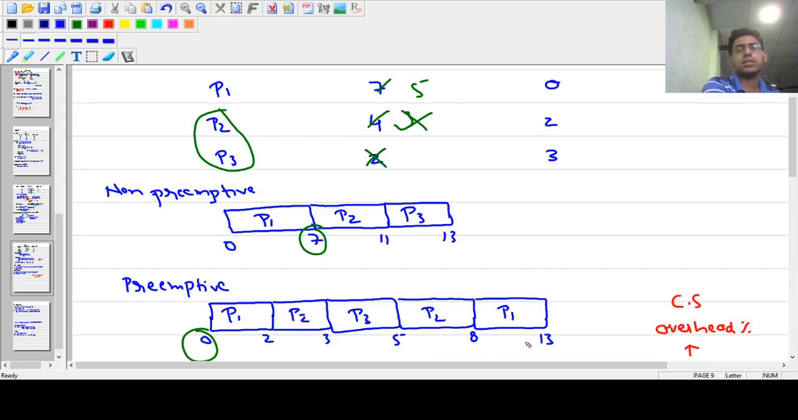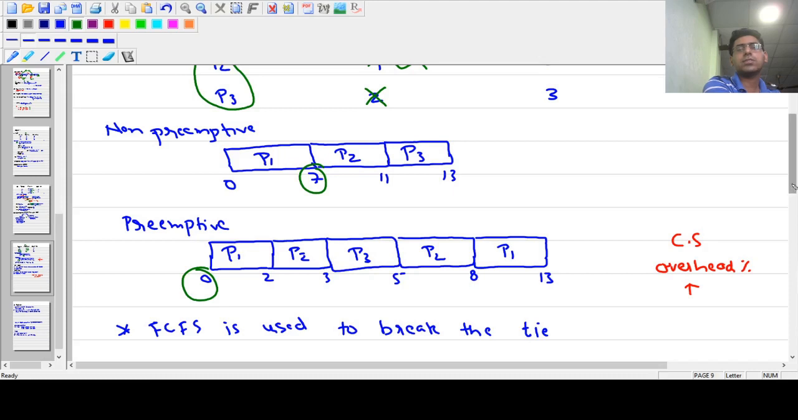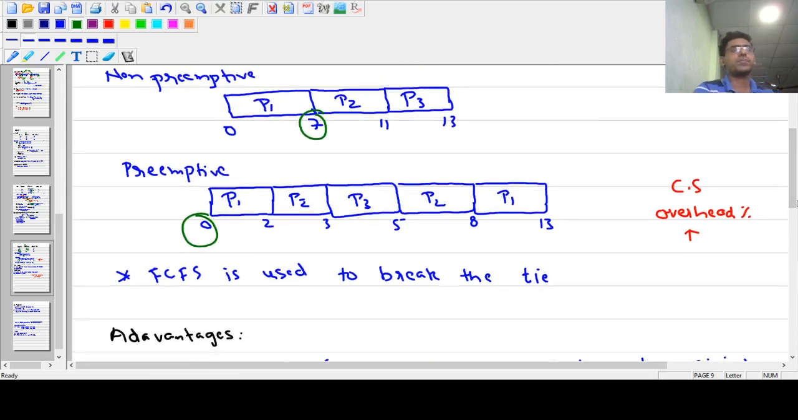So what is the disadvantage of this particular algorithm? The disadvantage is context switch time: context switch overhead is increased. We could see here that the switching between the processes has increased, so the overhead of context switch is increased.